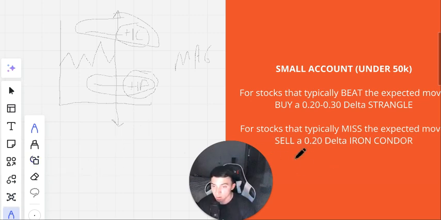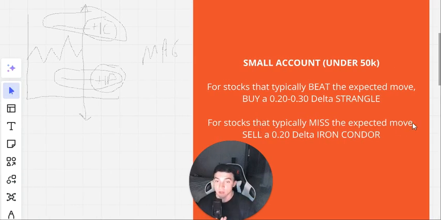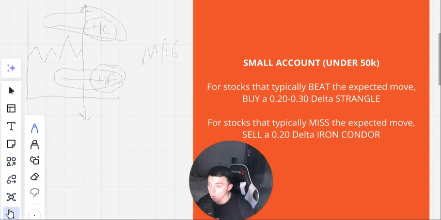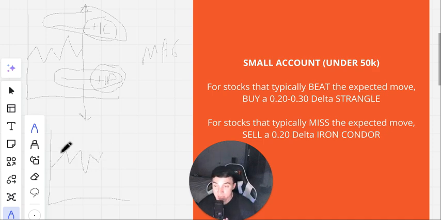In the other scenario, for stocks that typically miss the expected move, in other words, the market predicts 15%, but it actually usually only moves 10%, we're going to use what's called an iron condor. An iron condor really just predicts that we're going to stay between two prices. So if we have a stock here that moves like this, and we're predicting it's going to stay in a range because it's going to miss that expected move, we're going to do this.